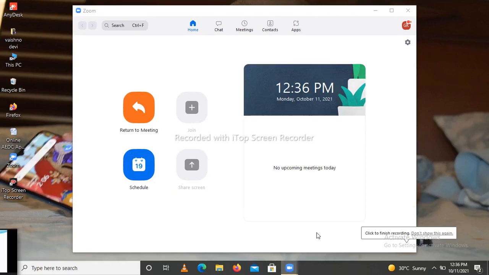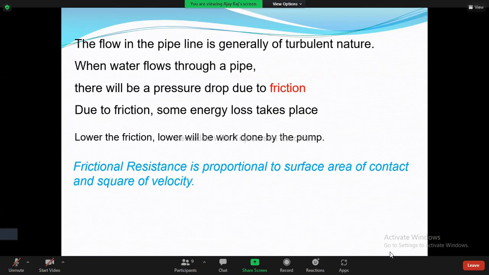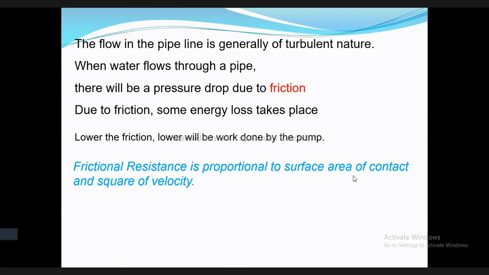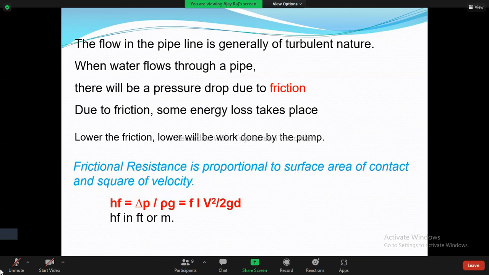When water flows through a pipe, there will be a pressure drop due to friction. The more the velocity, the more the pressure drop. So HF is equal to delta P by rho G, that is equal to FLV square by 2GD.